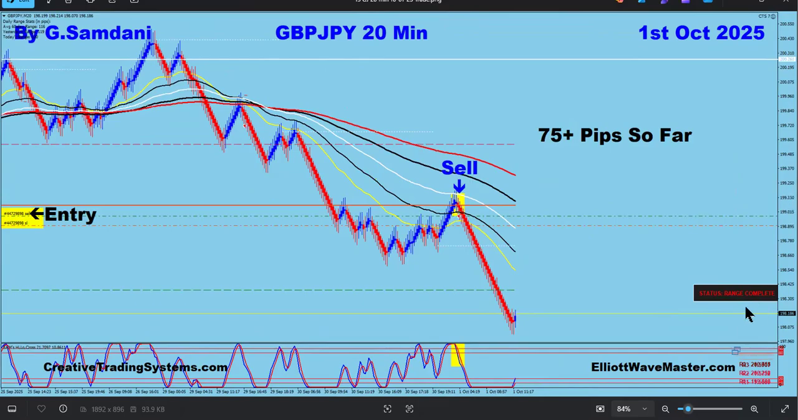It says that the range is completed, right? So this is what happened. As soon as the range is complete for that day, the yellow mark for the target of the daily range will be gone. This is how I have this CTS program. The code is like that.